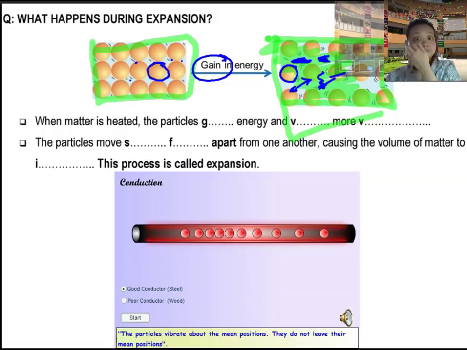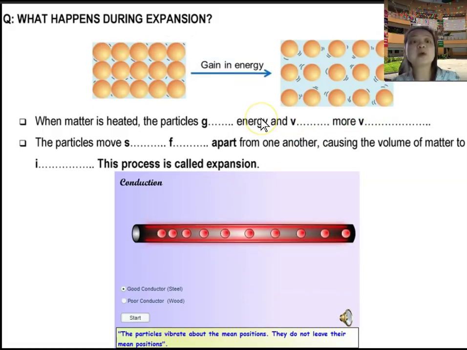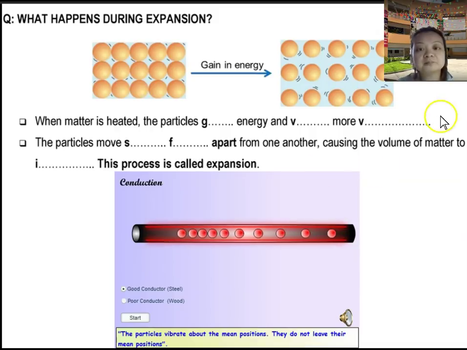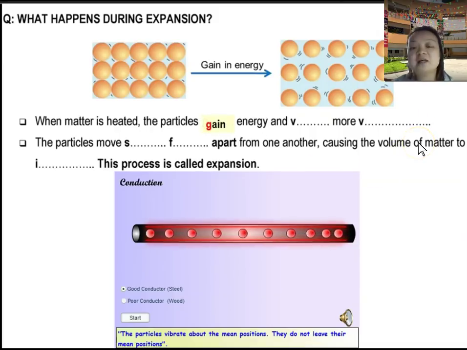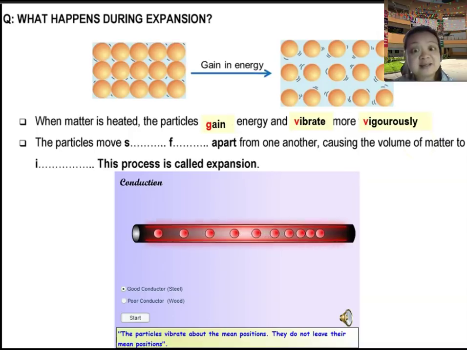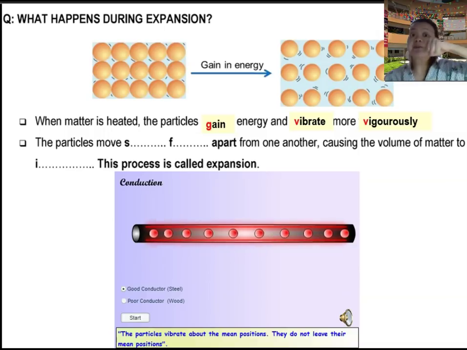So we say in science, when matter is heated, the particles gain energy and they vibrate more vigorously. They vibrate more vigorously because they gain energy, so they are able to move faster. Energy is important for movement, right? The more you eat during PE, the faster you can run. Same thing. So when these particles gain more energy, they move faster.